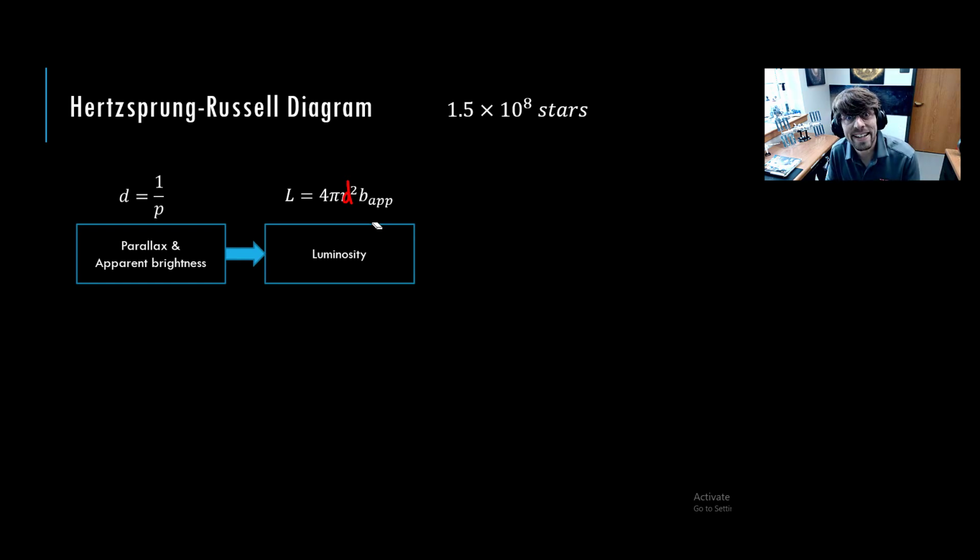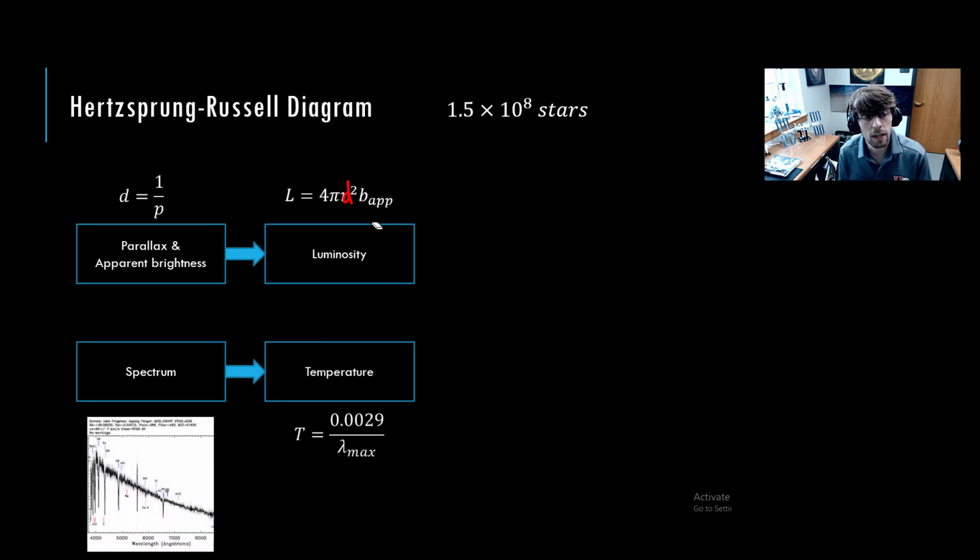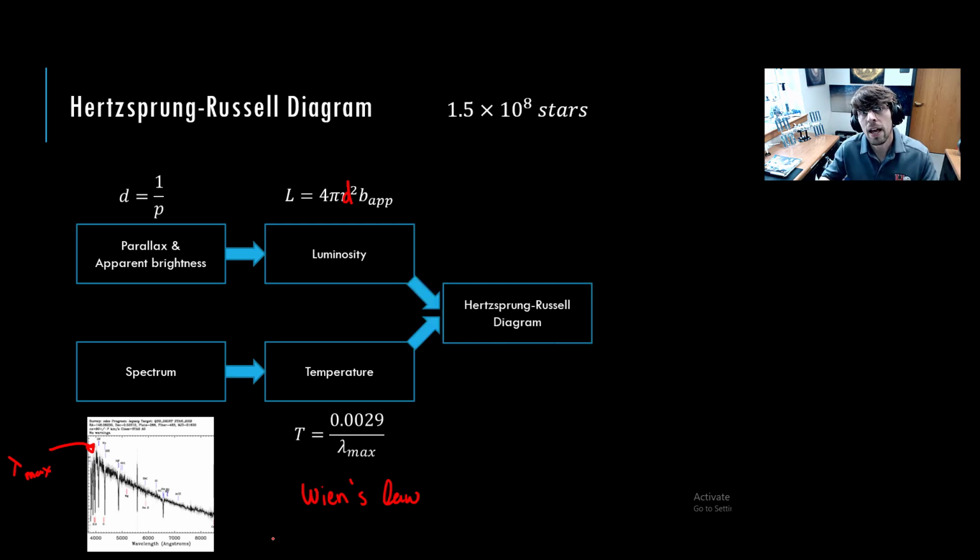Yeah, you got it? And this is where we have to go back and reflect. What do we learn about light? We learn that you can infer the temperature of objects by looking at the peak of the black body spectra, identifying lambda max, and then applying what we know as Wien's law. Hertzsprung-Russell plotted these two quantities and obtained what is known as the Hertzsprung-Russell diagram, or as I've already used, the HR diagram. Luminosity on the vertical axis, temperature on the horizontal axis.